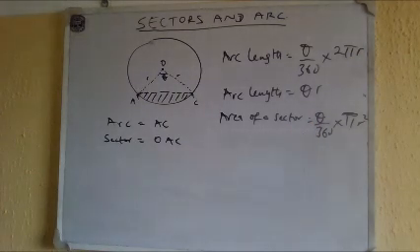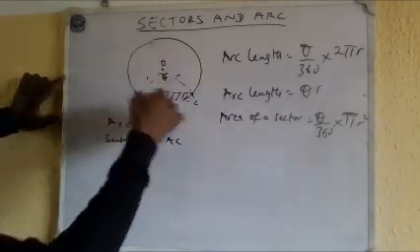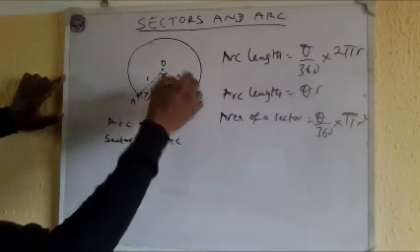Okay, so area of a segment. The segment is trickier because its area is the area of a sector minus the area of the triangle formed by the arc. So if I want to find the area of this segment, for instance, I'm going to find the area of this sector minus the area of the triangle formed.